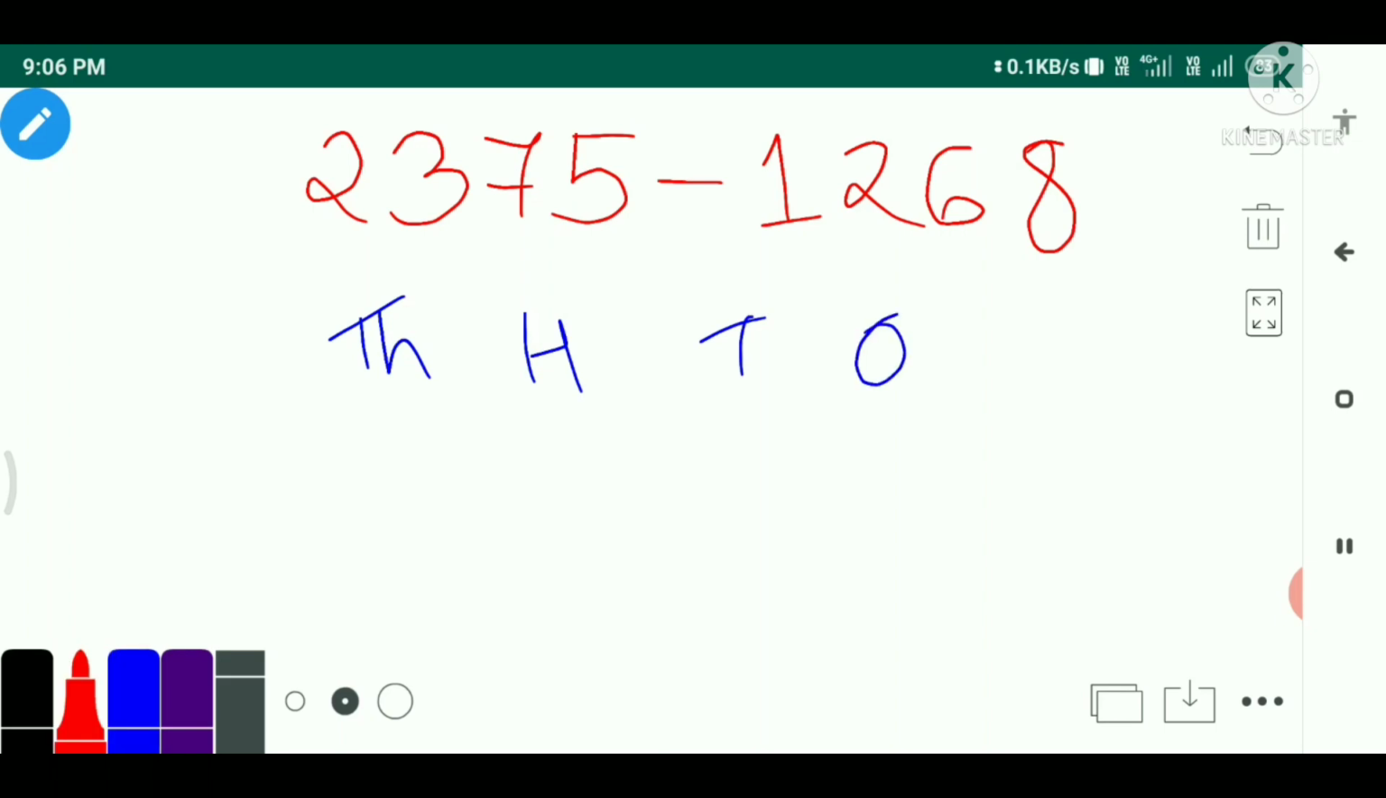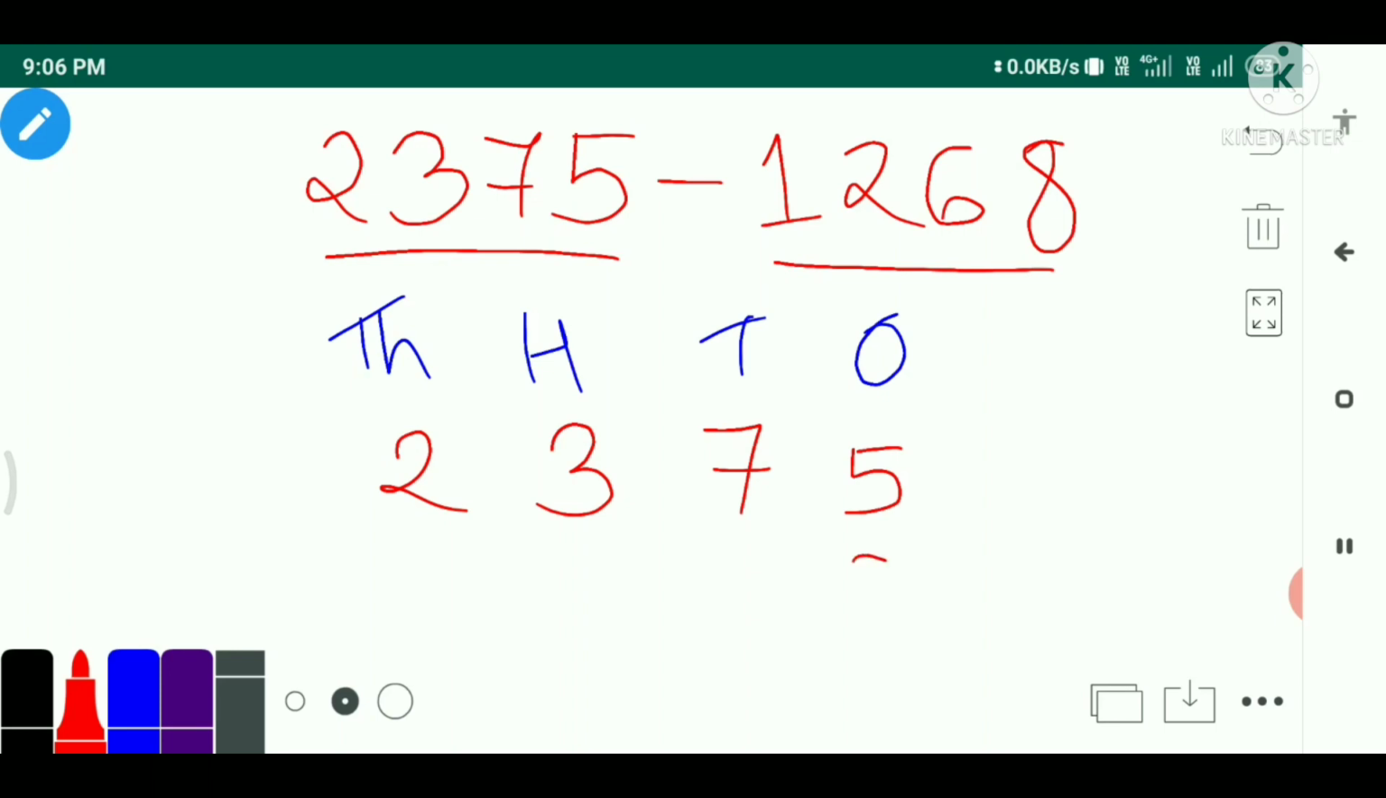Now we'll write the numbers in their place values. First of all we'll start from this number. In the 1's place value 5 is there, then in the 10's place value 7 is there, then in 100 3 is there, then in 1000 2 is there, right? Now we'll place this number. So in the 1's place 8 is there, 10's place 6 is there, 100 place 2 is there, and in 1000 place 1 is there.